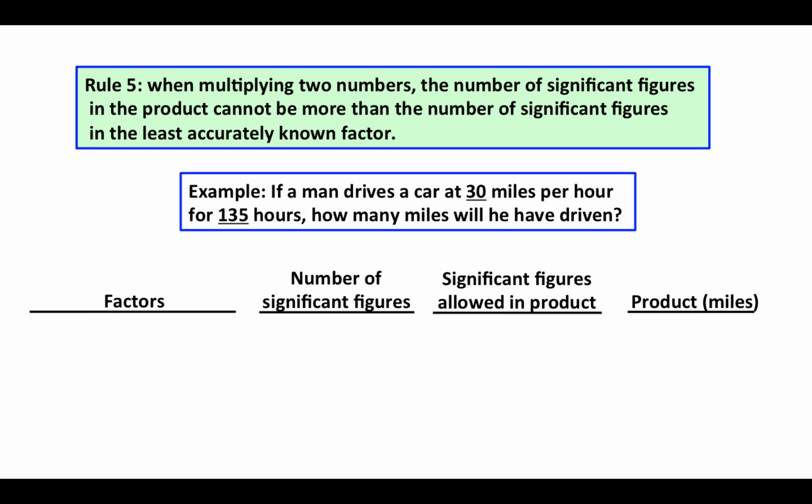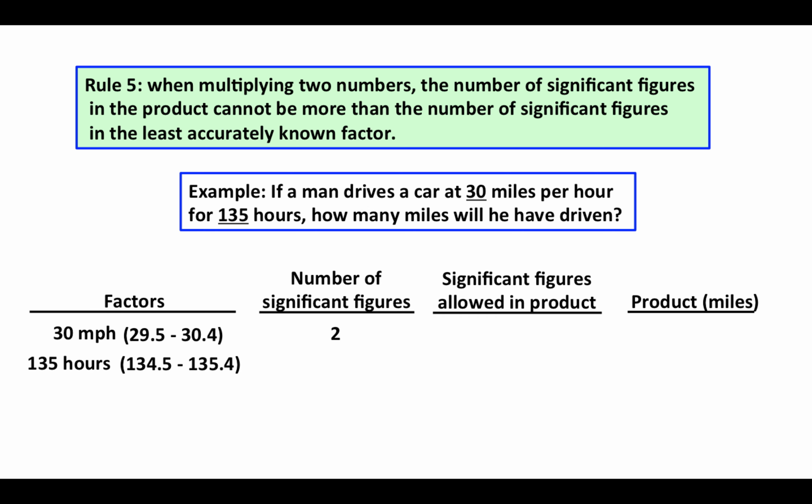Let's make a little table. The first column is factors. Second, number of significant figures. Third, significant figures allowed in the product, and the fourth column is product in miles. My first factor is 30 miles per hour, which must be between 29.5 and 30.4 miles per hour. My second factor is 135 hours, and that must be between 134.5 and 135.4 hours.